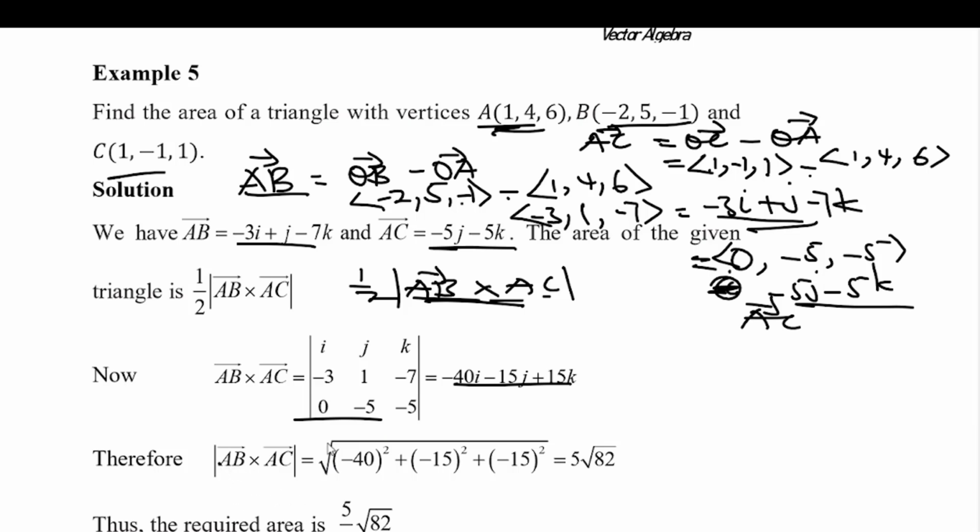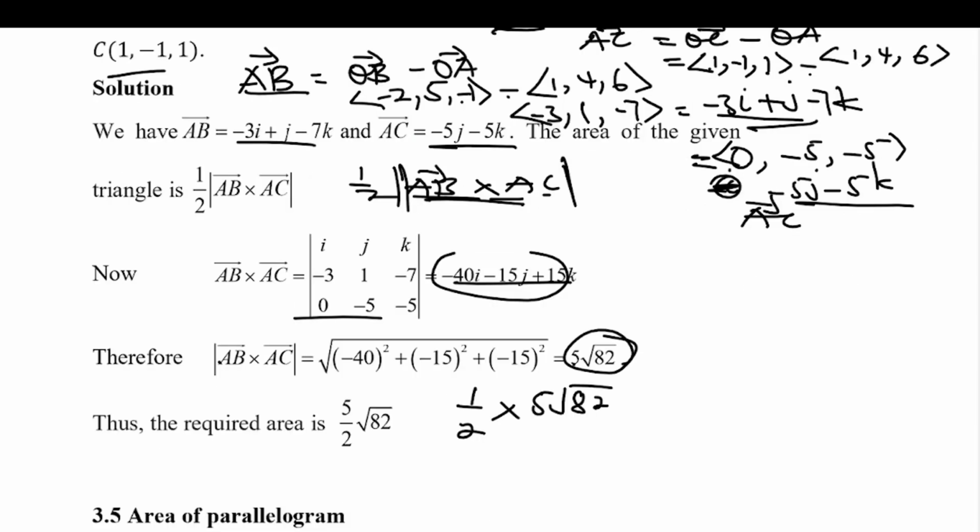Now, magnitude. So the final result of this, we find the magnitude of it, which is 5 root 82. So therefore, the area is equal to half times 5 root 82, and that gives us 5 on 2 root 82 units as our final answer.